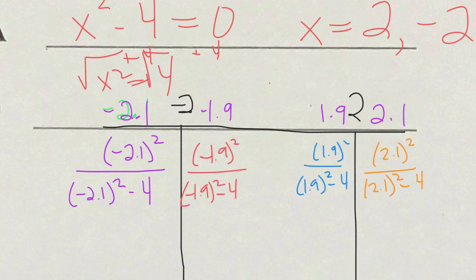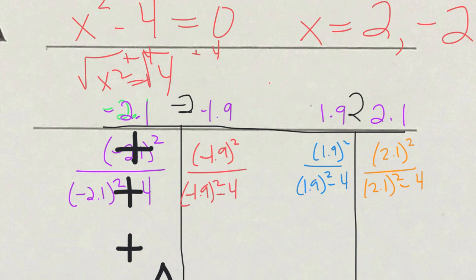So let's get to the nitty-gritty here. If I were to square negative 2.1, that is a positive value, for sure. Okay? And then here, negative 2.1 squared is also a positive value. It's like 4.4. So 4.4 minus 4 is another positive value. So a positive divided by a positive is a positive, which means the graph is going to be going up on the left side of negative 2.